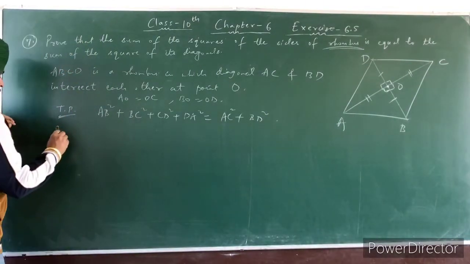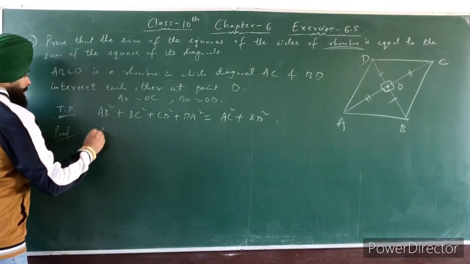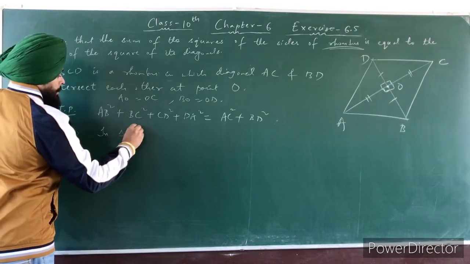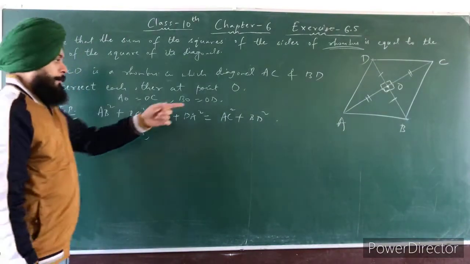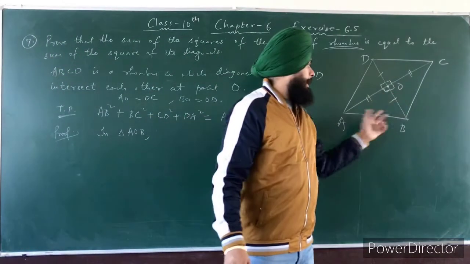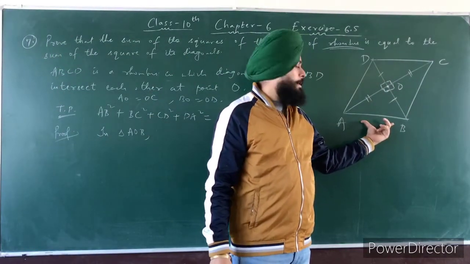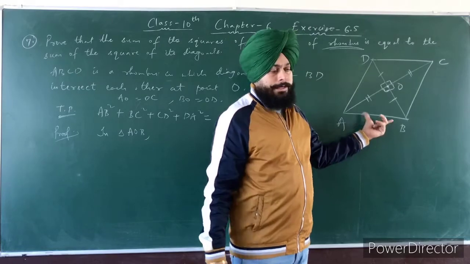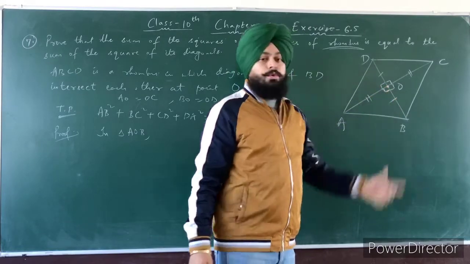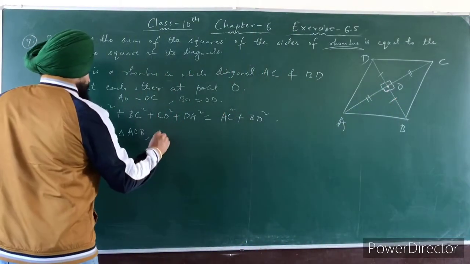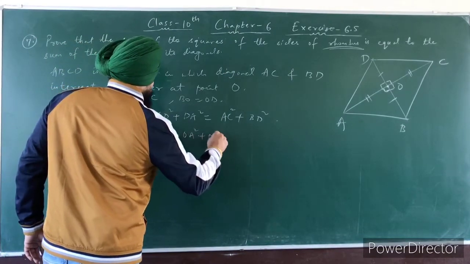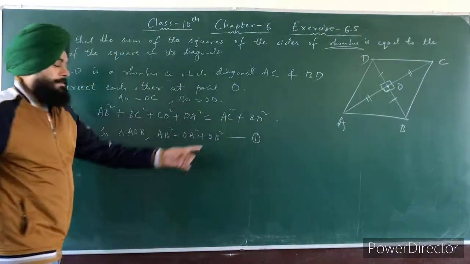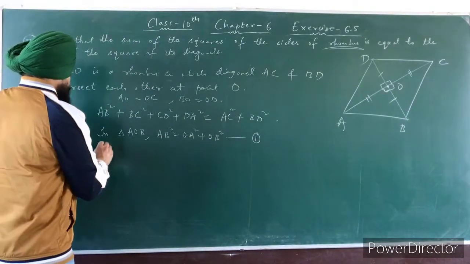So right here, first in triangle AOB, the hypotenuse is AB. So AB square is equal to the sum of the squares of the other two sides. Other two sides are OB and OA. So right here AB square is equal to OB square plus OA square. Take this as equation number 1.